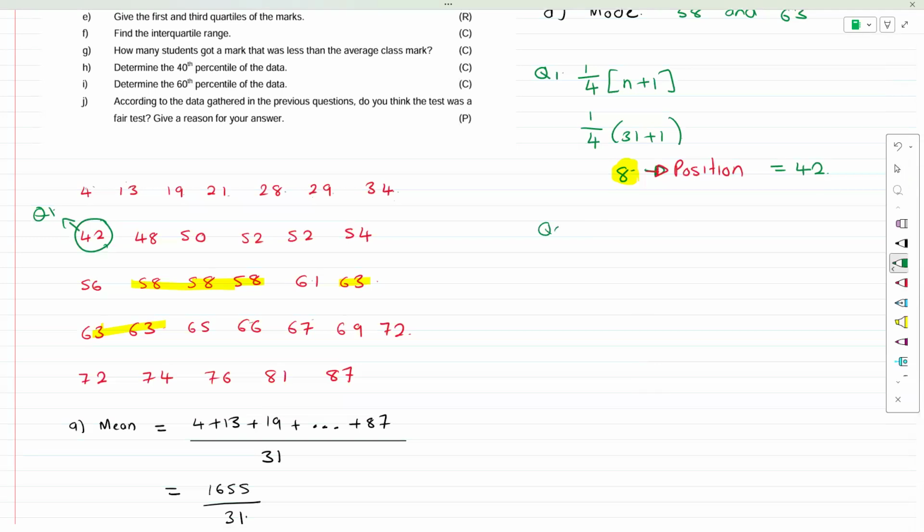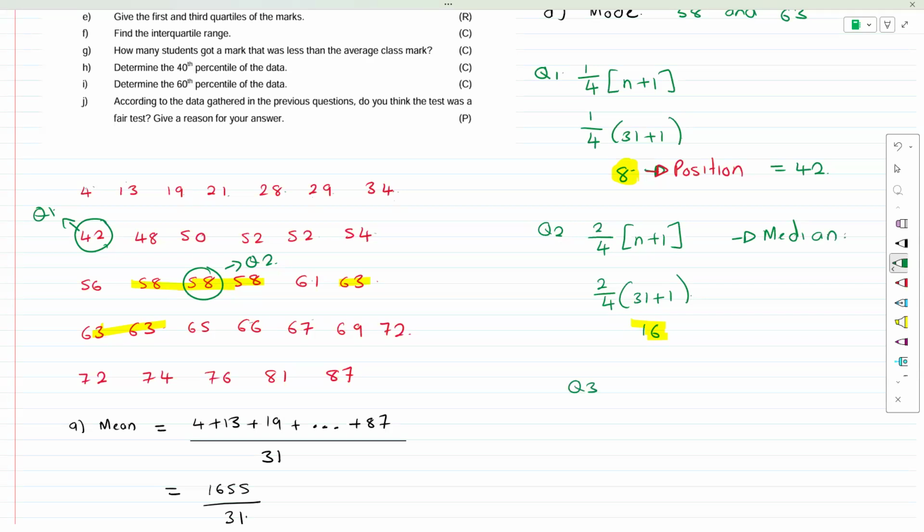Now quartile 2. Quartile 2 is 2 over 4 times n plus 1, which is 2 over 4 times 31 plus 1, which equals 16. Again, this is position. We have to go and count 16 terms. That was 8, 9, 10, 11, 12, 13, 14, 15, 16. This is quartile 2. And remember, quartile 2 is the median.